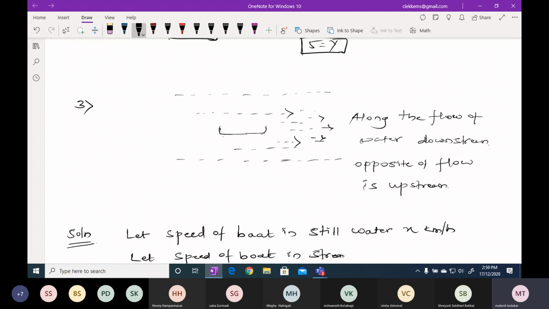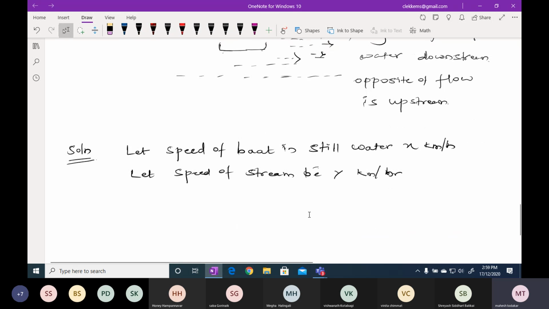Sorry, it is the speed of stream only. Speed of stream B. Okay, speed of stream B, y kilometer per hour. Okay, y kilometer per hour.